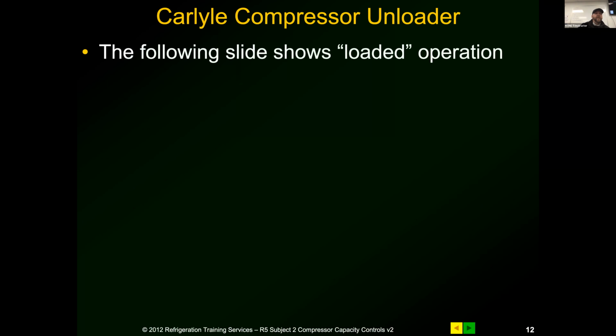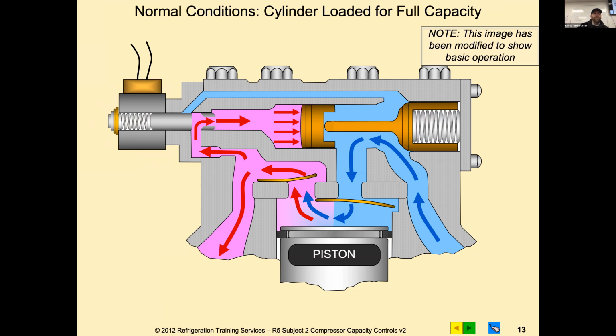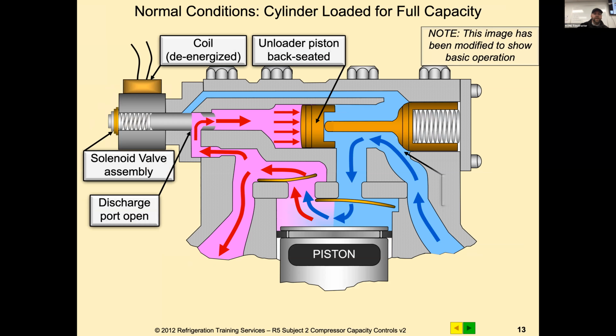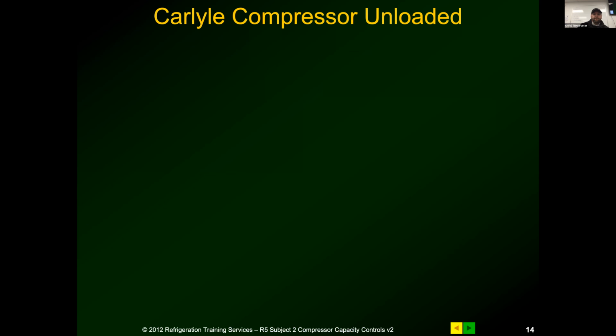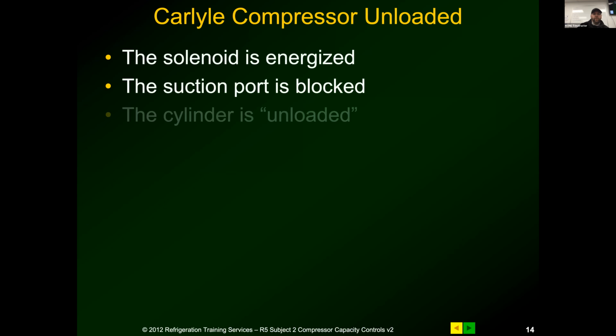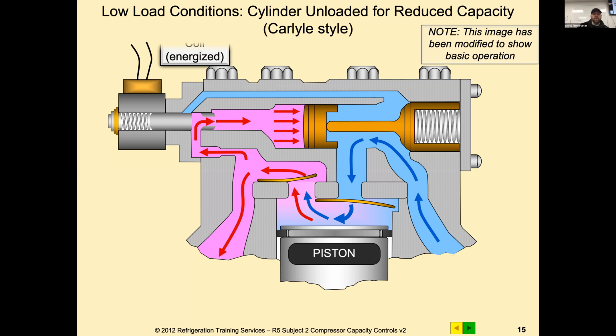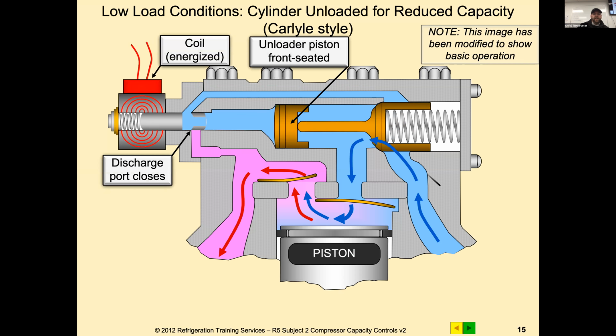Okay, so this is just going to be the same thing, but Carlisle's a little bit different, same concept. So this is a Carlisle unloading compressor. So it's going to do the same thing. Coil de-energizes. The solenoid energizes, the suction port is blocked, the cylinder is unloaded. So coil energizes, blocks the suction again.